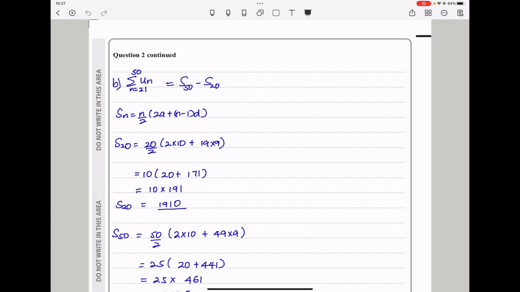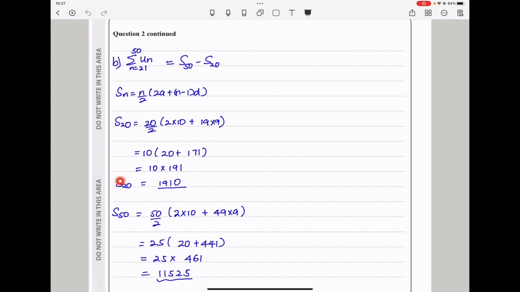So to simplify, I got 10 into 20 plus 171. And finally, S20 is equal to 1910. This is the sum of the first 20 terms of this series.